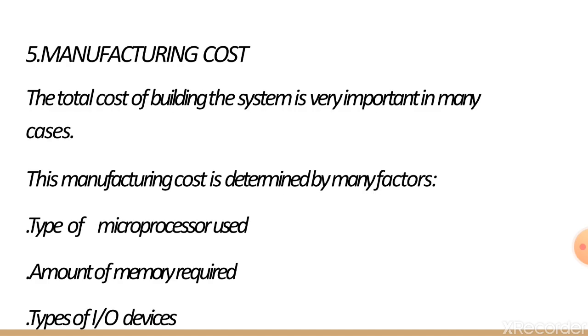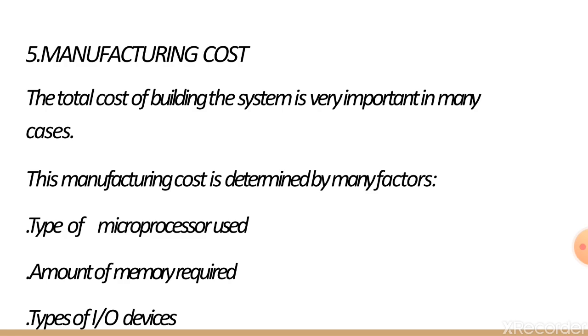Then coming to the third constraint in the characteristics of an embedded system, which is the cost. Cost from various sources is also very important. Here we have two categories: manufacturing cost and power and energy. First one is manufacturing cost. In the manufacturing cost, the total cost of building the system is very important in many cases.